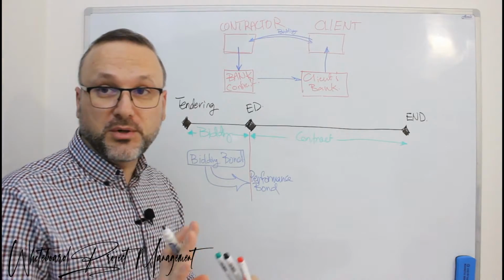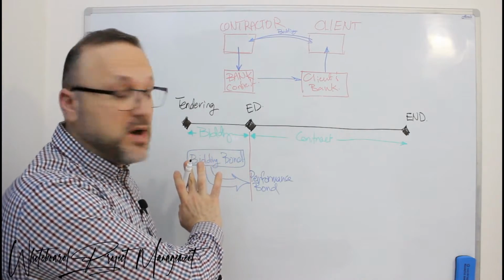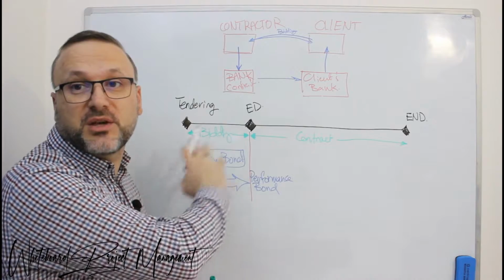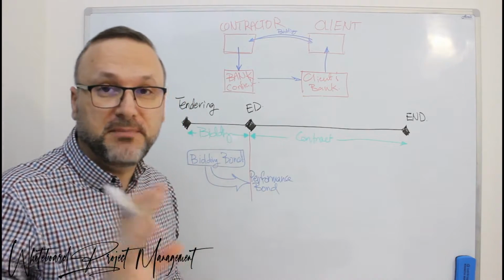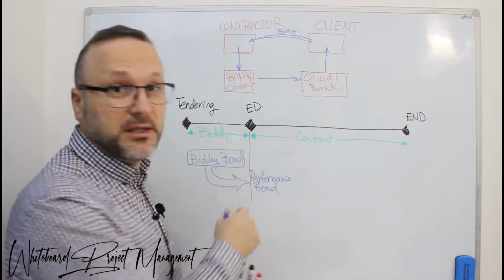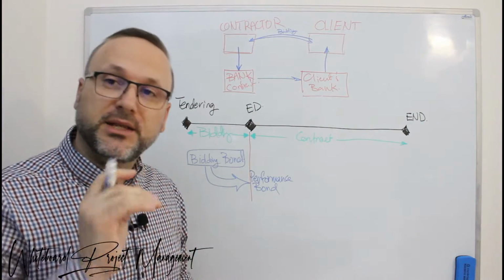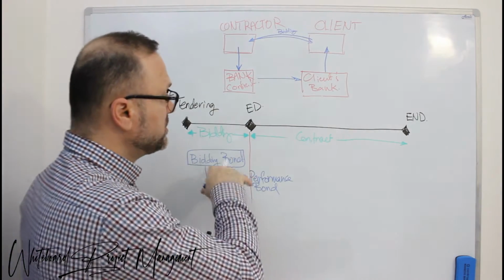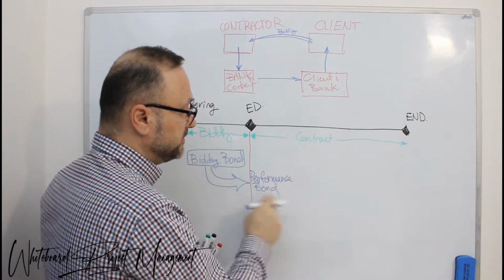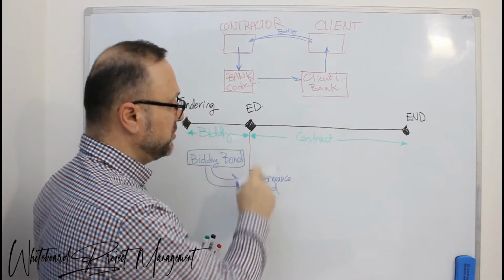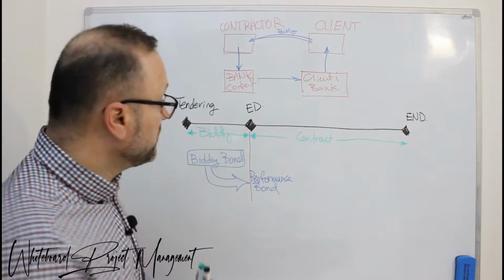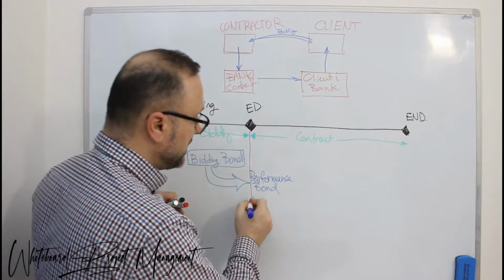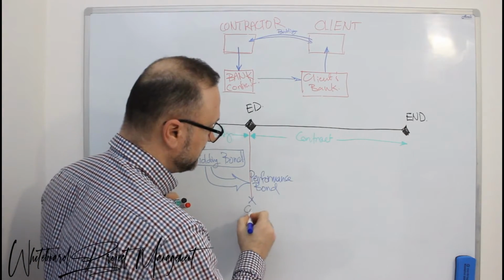In some projects, there is no requirement for the bidding bond, but there is a requirement for the performance bond immediately after contract signature. And contract signature or contract effective date is a condition to the performance bond. So, okay, we have a contract signature.